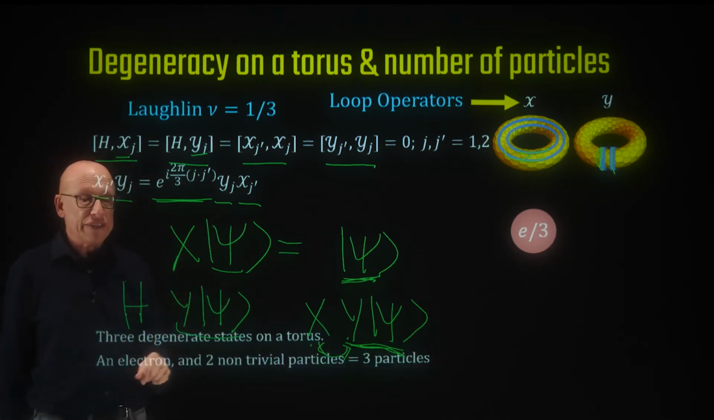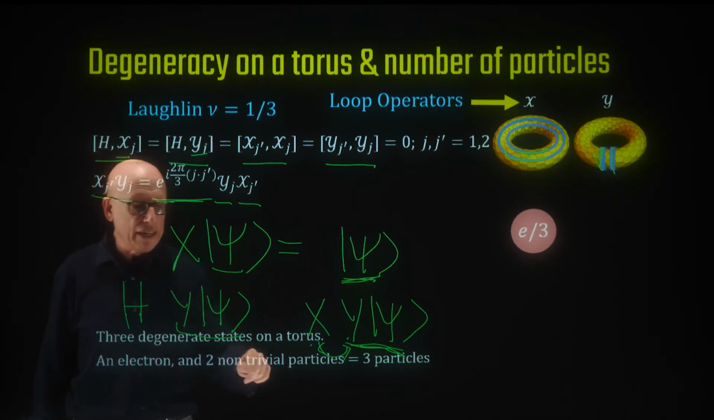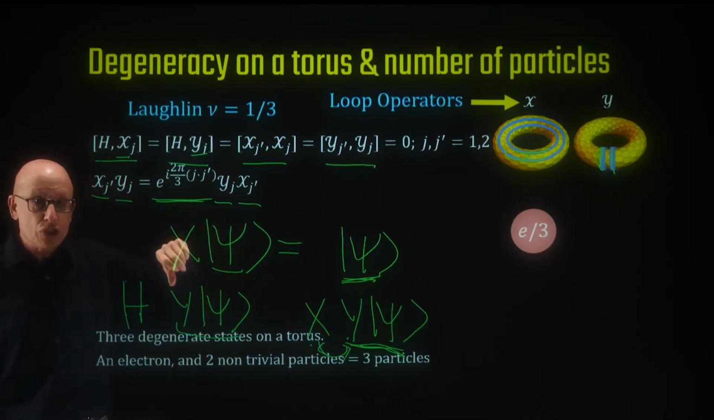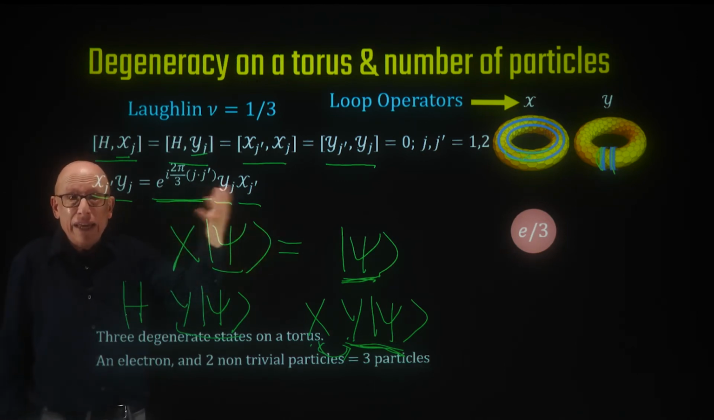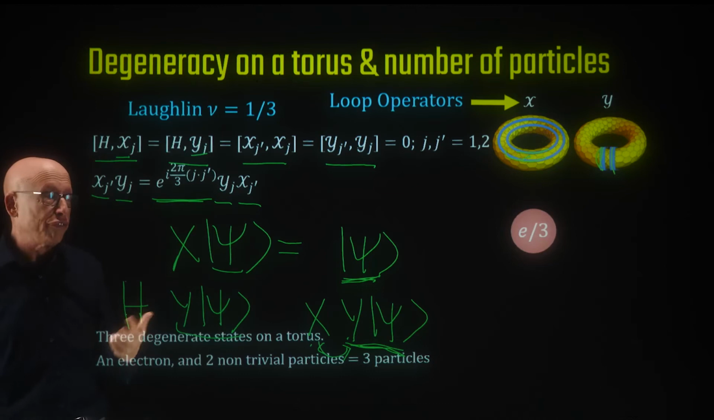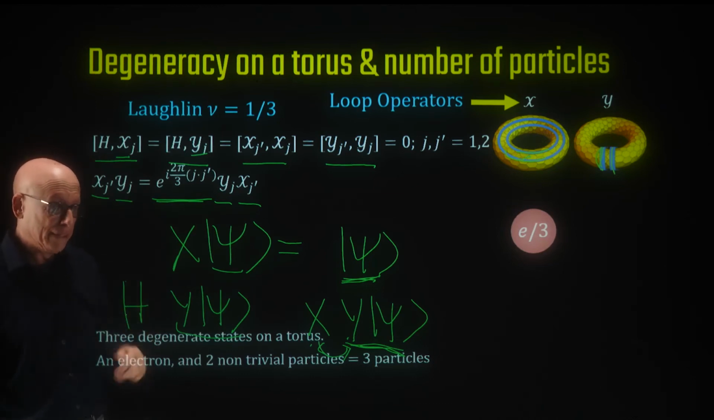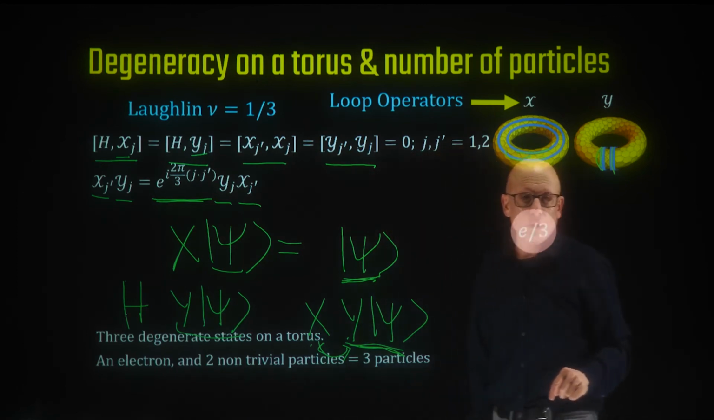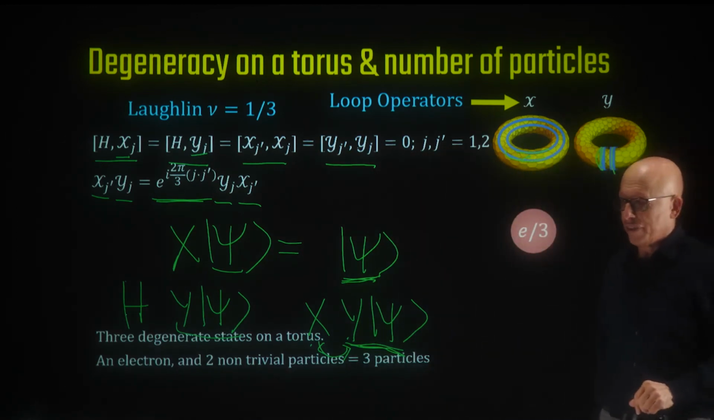And I know in this case, I expected that because I have one quasi-particle of charge 1/3, one quasi-hole of charge minus 1/3, and a trivial particle which is the full electron. So 3 types of quasi-particles. So you see, threefold degeneracy of the ground state on a torus, 3 types of quasi-particles.